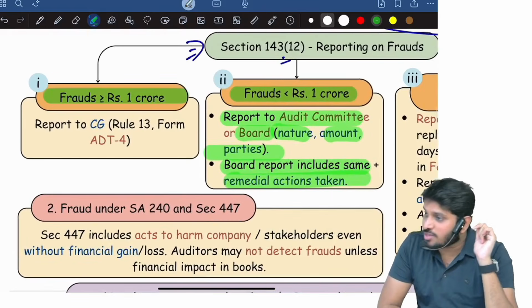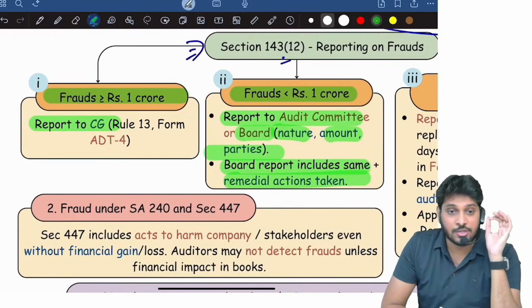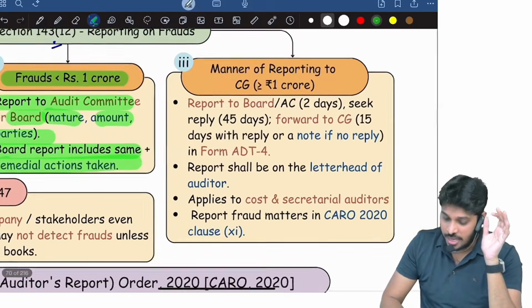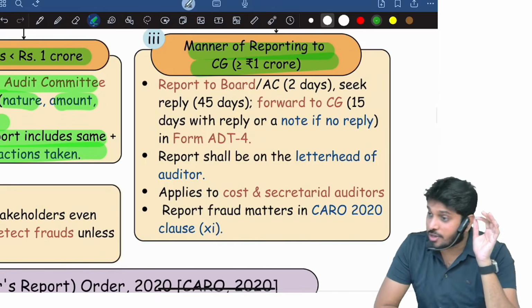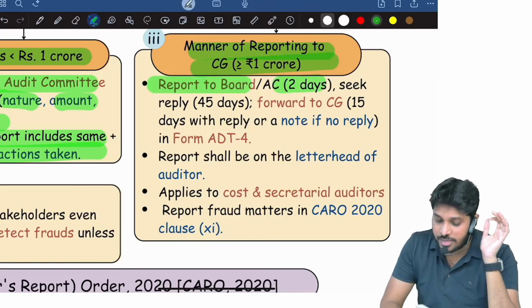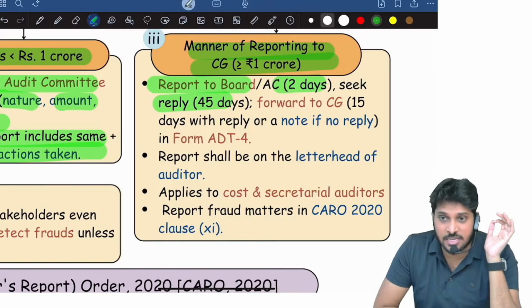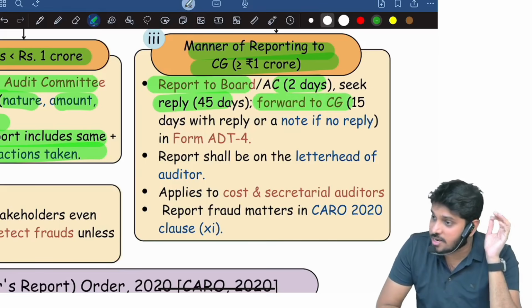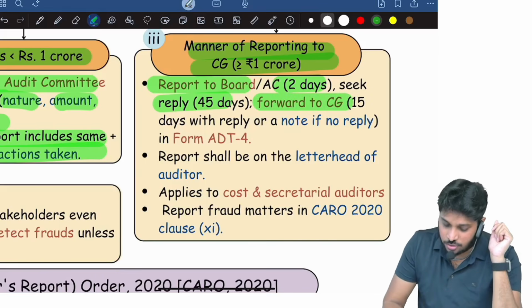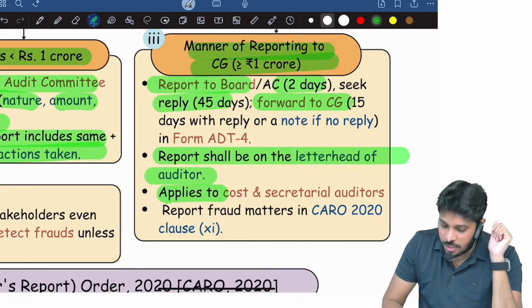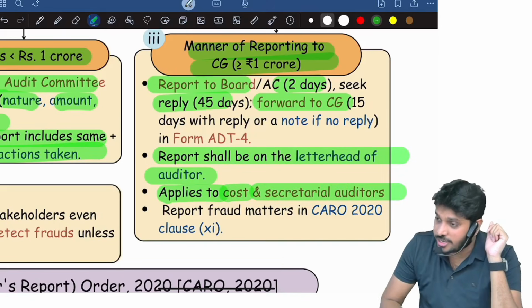Suppose the fraud is more than 1 crore, you have to report directly to the central government within 60 days. Now, the manner of reporting: if the fraud is more than 1 crore, first report to the board of directors within 2 days. Get their explanation within 45 days. Forward to the central government along with the explanation. Yes or no? The report shall be on the letterhead of the auditor. The same requirement is applicable for the cost auditor and secretarial auditor.